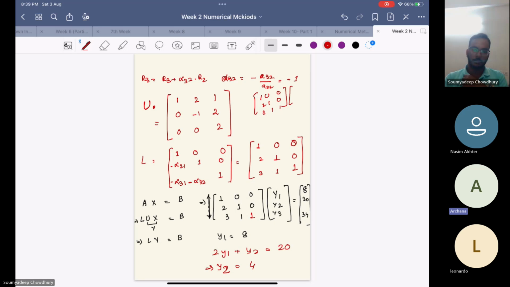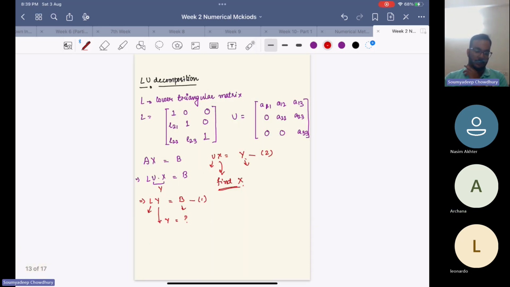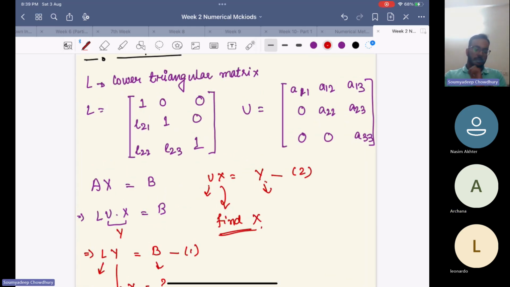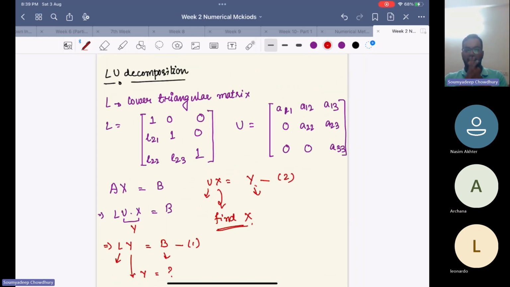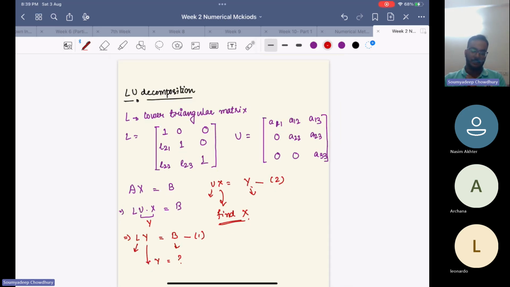Sir, can you please explain how to write L and U matrix? Yeah, sure, I'll go through it once again. You have the equations in the form of Ax equals B, right? So we decompose this A matrix into L and U. In matrix theory, any matrix can be decomposed as a product of a lower triangular matrix and an upper triangular matrix. That is L and U. There is a process for finding the L and U matrix corresponding to a coefficient matrix. So we are finding this L and U, right?